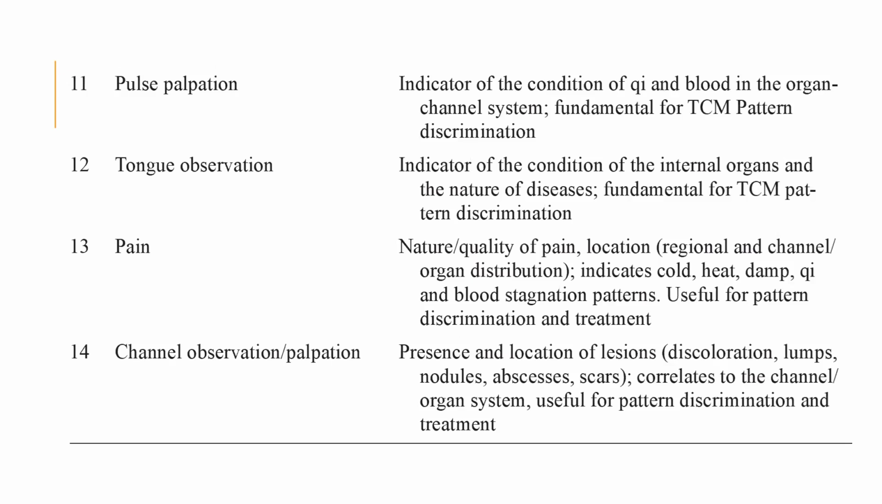Number 11, pulse palpation, indicator for the condition of Qi and blood in the organ channel system, fundamental for TCM pattern discrimination. Number 12, tongue observation, indicator of the condition of the internal organs and nature of diseases, fundamental for TCM pattern discrimination. Number 13, the pain. We get the nature, the quality of pain, location, regional, and channel organ distribution. This indicates cold, heat, damp, Qi, and blood stagnation patterns, useful for pattern discrimination and treatment.